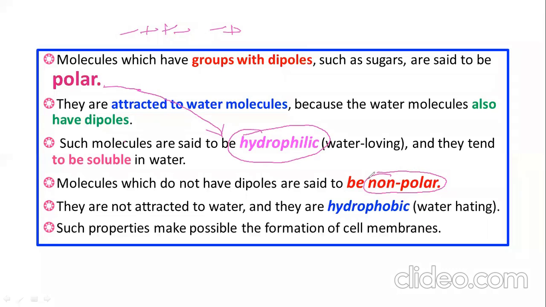If they have no charge, that is called what? Non-polar molecule. They cannot dissolve in water. Why? Because there is no charge to make charge-to-charge interaction with water, ion-to-ion interaction. So that is called what? Non-polar. So non-polar molecules are hydrophobic, that are water repellent, water haters. Such a property makes possible the formation of the cell membrane. We will discuss the importance of this hydrophobic and hydrophilic nature in the cell membrane. Am I clear up to here? All right.